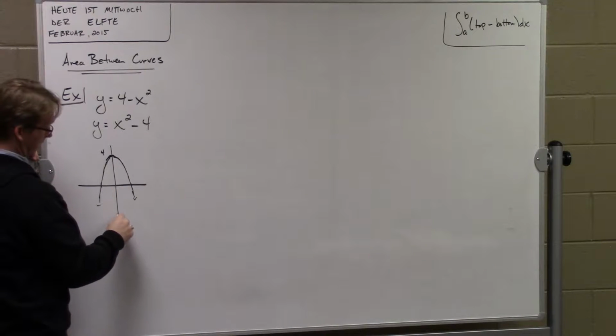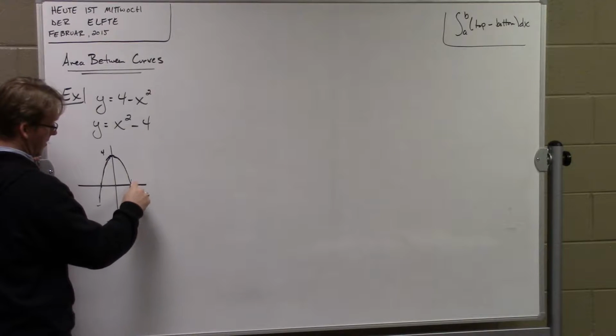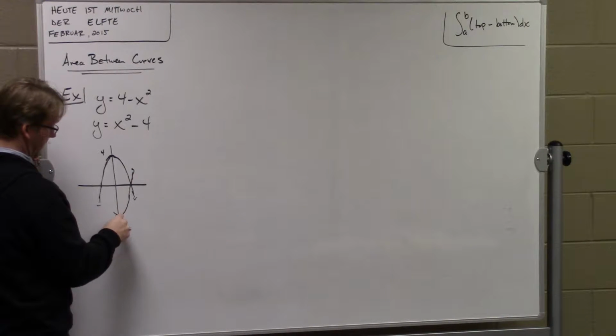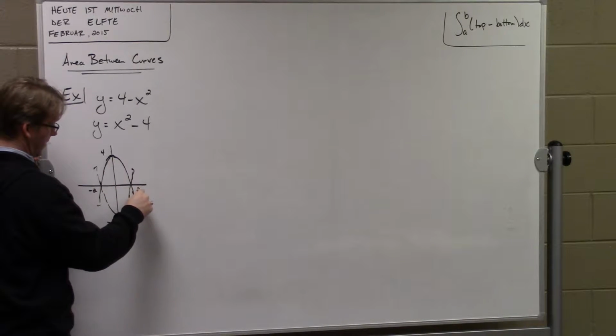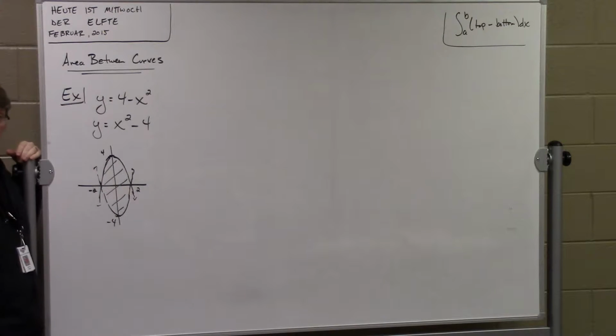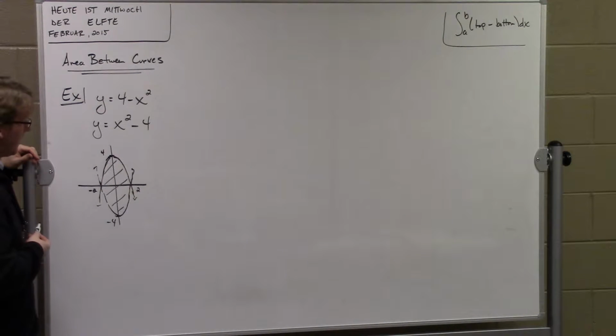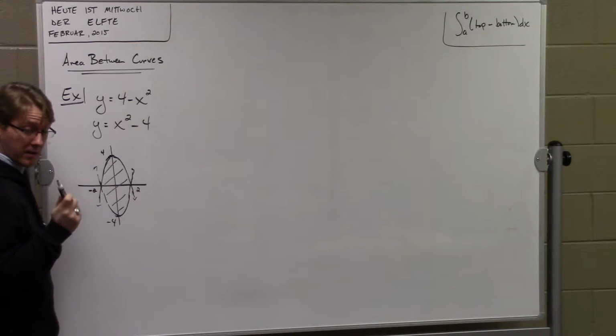The second parabola has a y-intercept of -4, and when you go up, I believe it also hits at 2. Okay, so in this crude sketch, this is what we've got. We're looking at the zone in here. Nice mirror. Algebraically, keep that in mind.